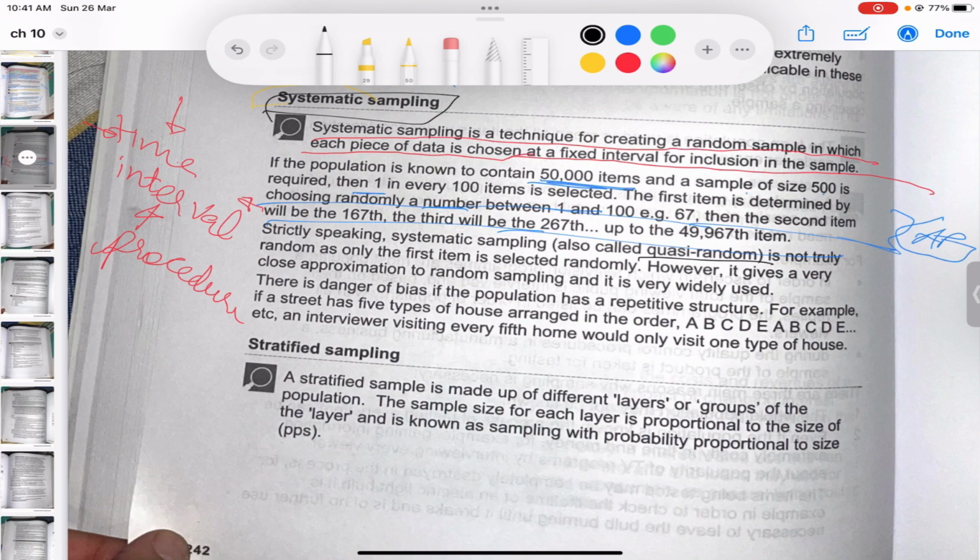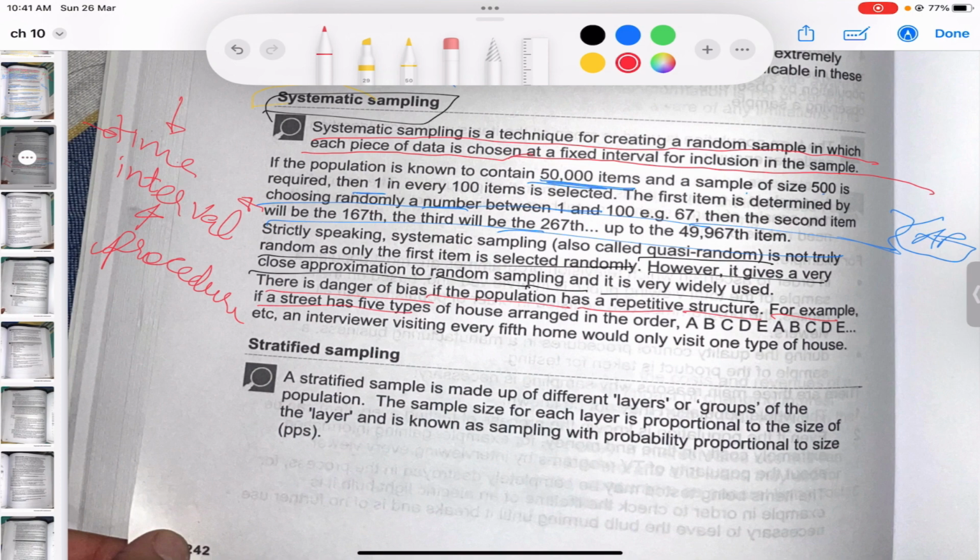Think about it again. Systematic sampling in a way is the random method only, right? So it's also known as quasi-random. So whenever in the question you have the term quasi-random, it is nothing but systematic sampling only. However, it gives a very close approximation to random sampling and it is very widely used. There is a danger of bias if the population has repetitive structure.